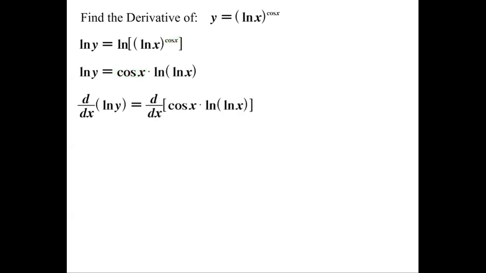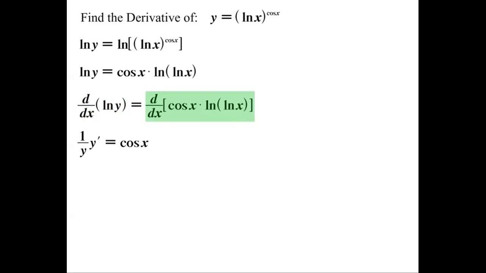Find a derivative of y equals the natural log of x raised to the power of cosine of x. Okay, so we take the natural logarithm of both sides, then we apply the laws of logarithms to rewrite the function as follows. We bring down the exponent and we take the derivative of both sides. The left-hand side of the equation is once again equal to 1 over y times y prime. No surprise there. The right-hand side of the equation requires the application of the product rule.